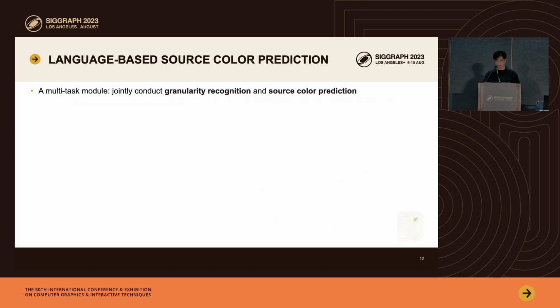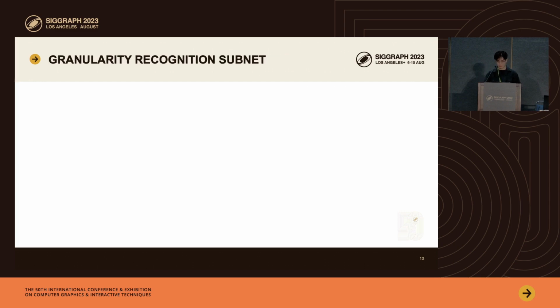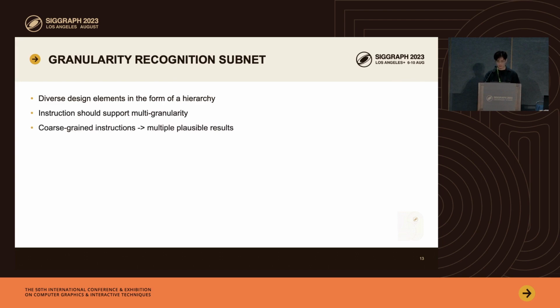The language-based source color prediction module is a multitask module, which jointly conducts granularity recognition and source color prediction. A graphic design usually contains diverse elements in the form of a hierarchy. For example, text elements may include title, subtitle, and some plain text. So the language instruction should also support multi-granularity for diverse expression. For example, coarse-grained instructions may refer to multiple colors and generate multiple plausible results. Instead, a fine-grained instruction can refer to only a specific color and then generate a single result.